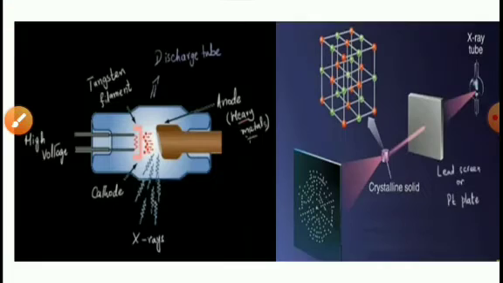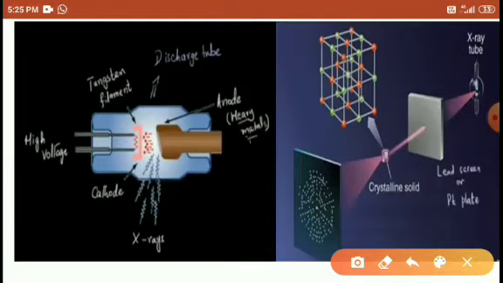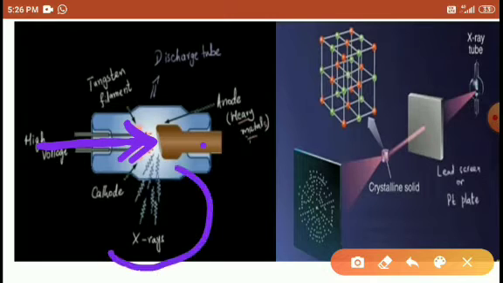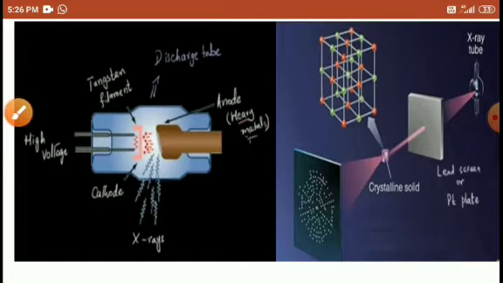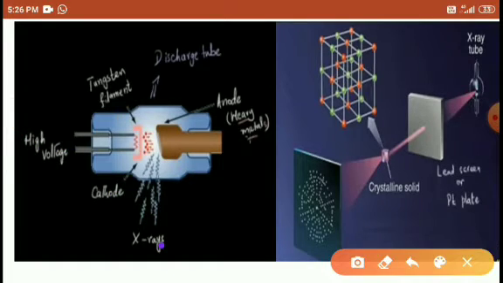So he conducted an experiment. Look here, students, you have to observe the experiment. Here he is passing a high voltage of alpha rays toward the metal. This is the metal, students. When the alpha rays strike this metal, it emits X-rays. Look here, these are the emitted X-rays.